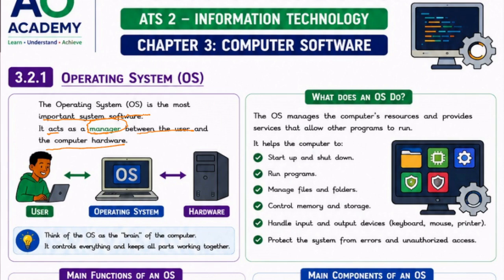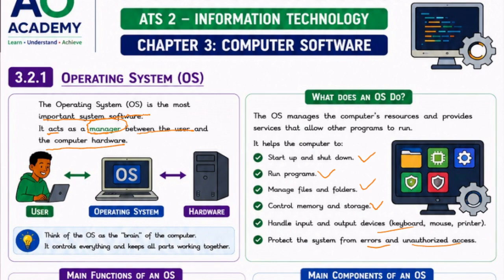All right. So what does an operating system do? The operating system manages the computer resources and provides services that allow other programs to run. It helps the computer to what? Start up and shut down, run programs, manage files and folders, control memory and storage, handle input and output devices, your Bluetooth, your headphone, your headset. It also protects the system from errors and unauthorized users.